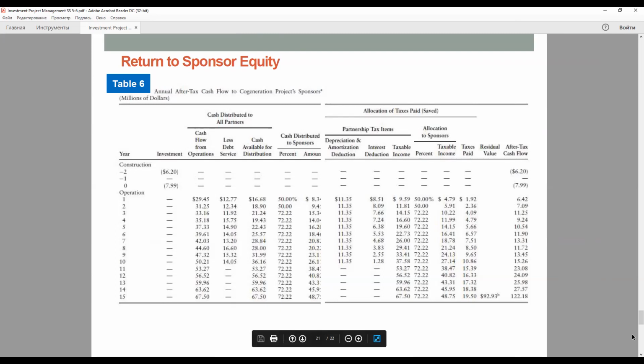Please note that in this table, the sponsors will receive 50% of profits, losses, and the cash distributions prior to reversion, but they will receive 72% after reversion. The sponsor's expected rate of return on equity exceeds the passive equity investor's expected rate of return. That's often the case if a project goes well. That is to be expected because of the sponsors' greater risk exposure as general partners, and they should be rewarded greatly.